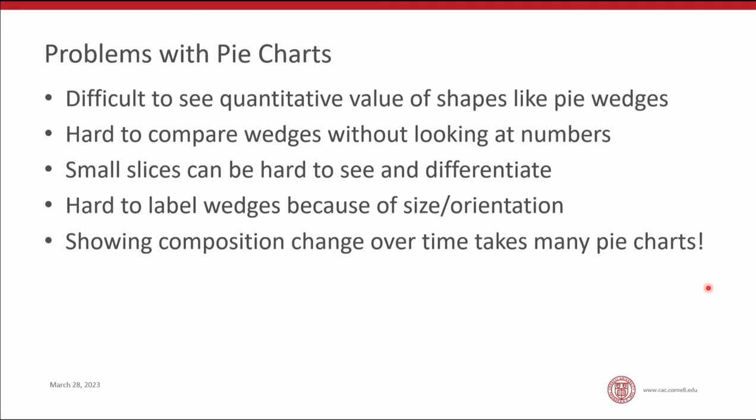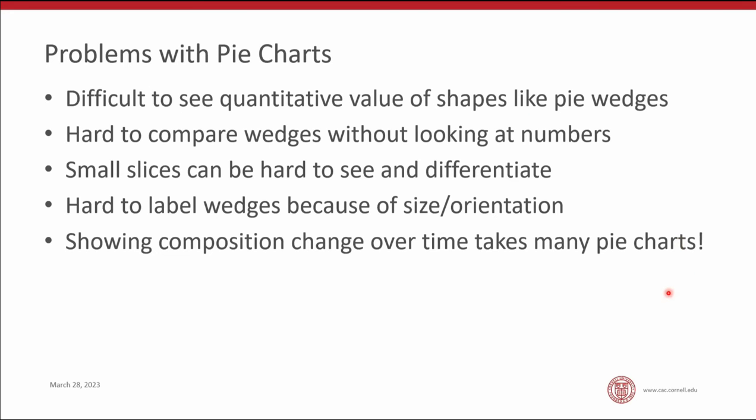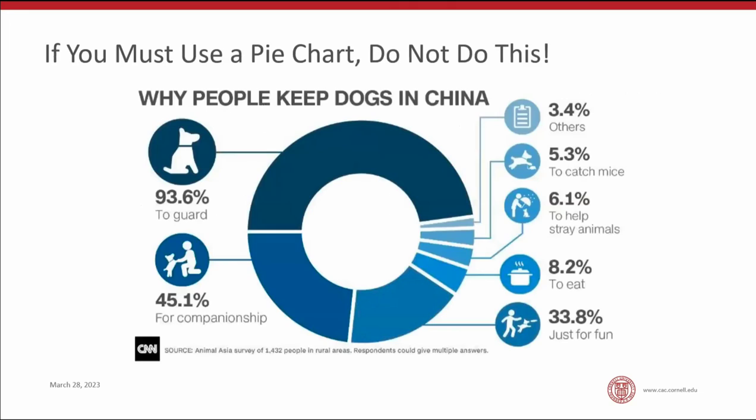It can be hard to label some of these wedges. In this chart, it wasn't so bad. I could have labeled Italy, maybe Greece, Spain right on the wedge, but some of these others that are oriented vertically, it's hard to label them right on the wedge. And when they get small and you get a lot of them, it gets even harder. And if you wanted to show how this changed over time, you would have to have a lot of pie charts, and people would be looking from one to the other to see the change. It doesn't work. So pie charts are familiar. It doesn't mean that you need to use them.